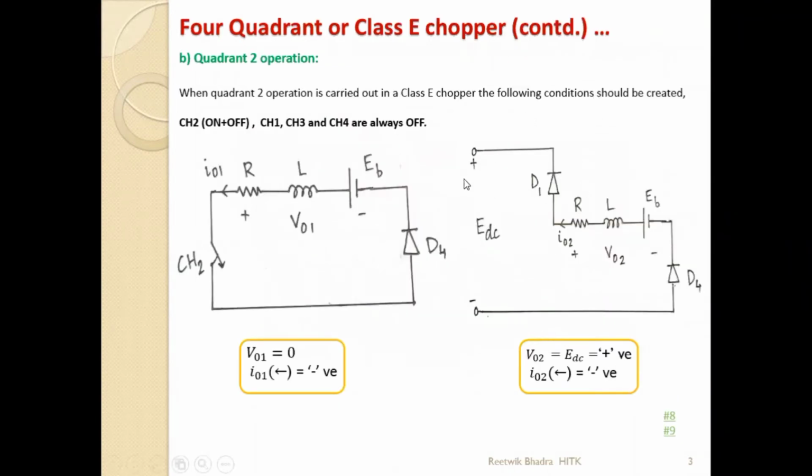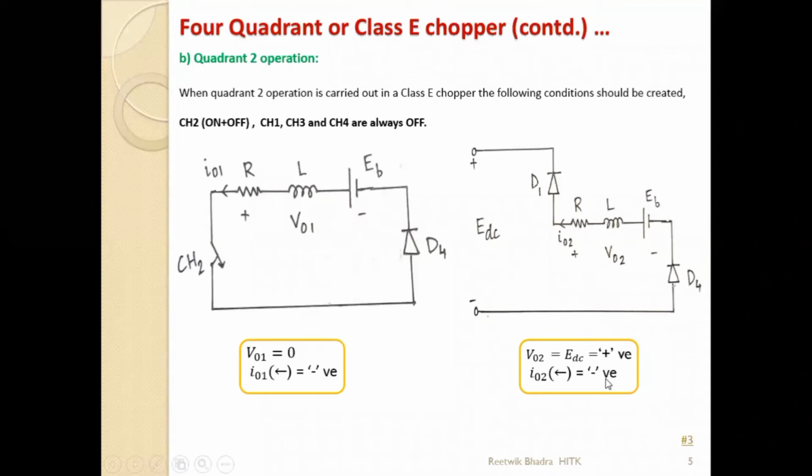So this process is completed by D1 and D4. Now this side polarity is positive, this side is negative as shown. So polarity is retained, means polarity terminals are retained. So V02 will come out to be positive, nothing but EDC. And I02 direction and I01 direction is same, so obviously it is negative.